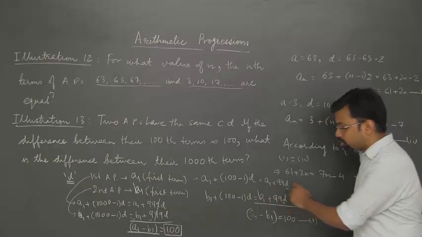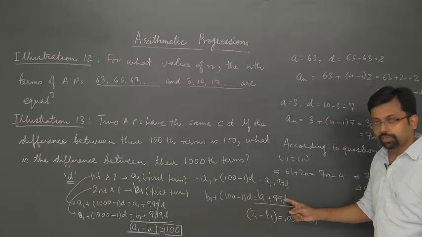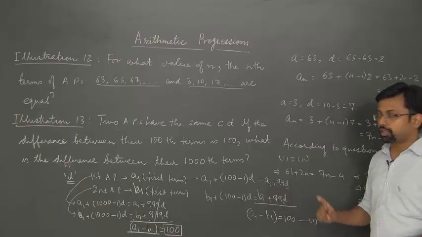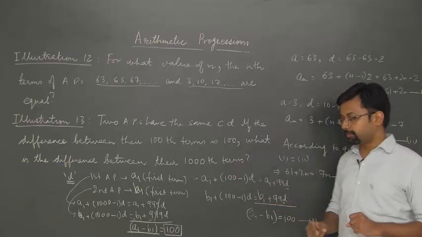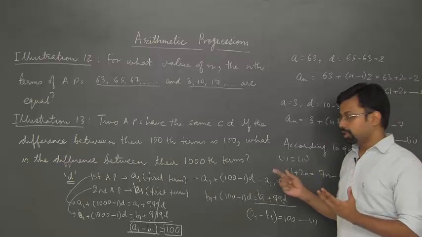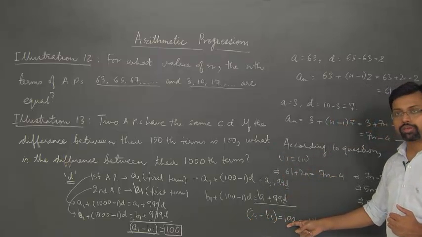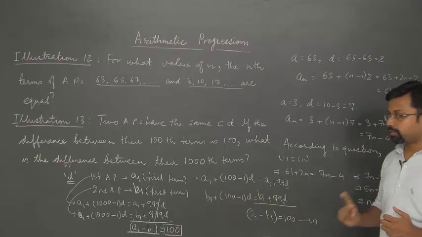It is given that the difference of these two terms is 100. So when you subtract these two, 99D will cancel out, and what we get is just A1 minus B1, assuming that the first AP is the bigger one and has the higher numbers. So A1 is the higher number, and A1 minus B1 is equal to 100. This is the first equation.